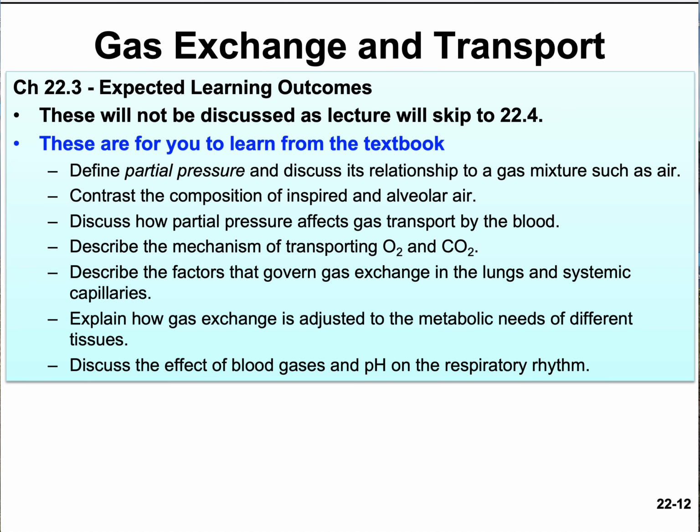But here are the learning objectives for 22.3. So we're talking about partial pressures, right? The mechanism of transporting oxygen and CO2 and factors that are going to affect that, right? And discuss the effects of blood gases and pH on the respiratory rhythm. These are all really important clinical kinds of factors that are affecting the treatment and therapies, but they're not something that I think needs to be discussed. So I'm going to try to do more big picture things in lecture.